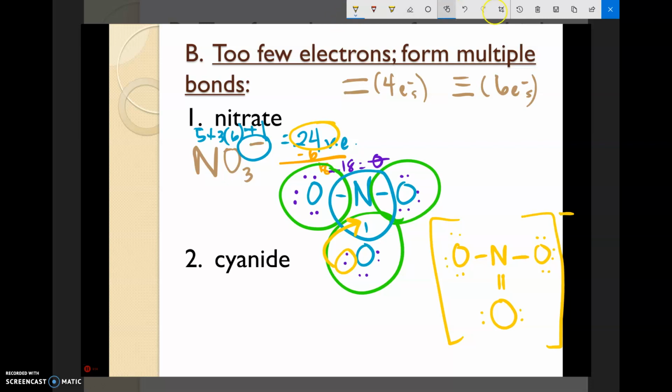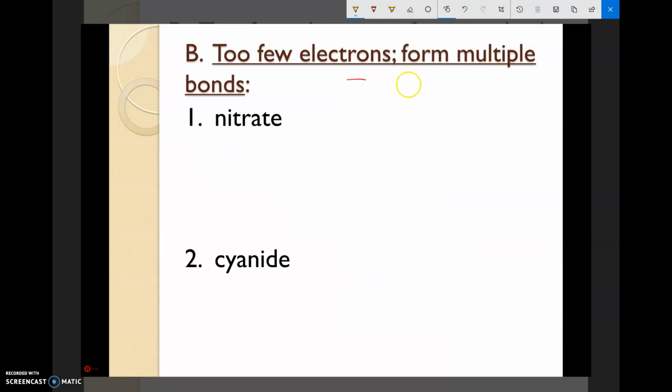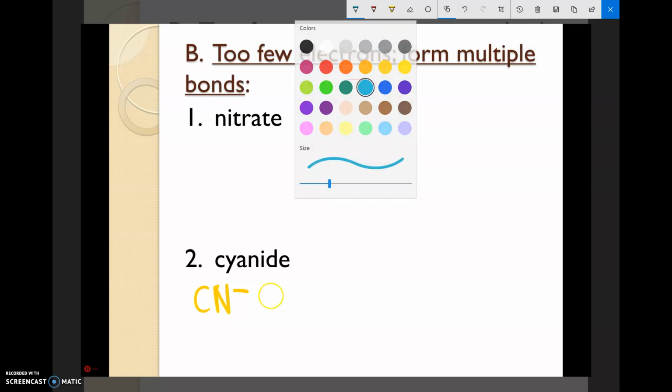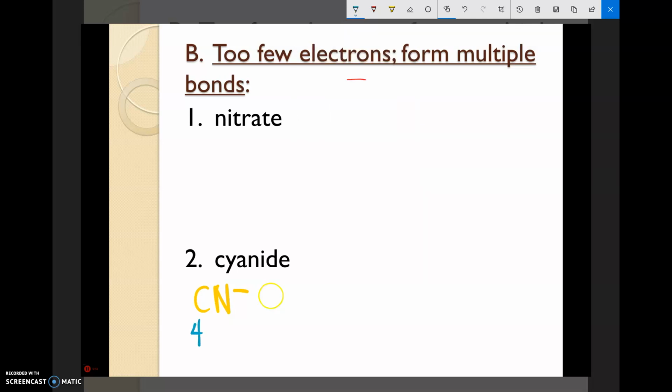Okay, let's go ahead and do cyanide. So cyanide is another polyatomic ion. Its formula is CN with a -1 charge. So let's add up our valence electrons. Carbon has 4, nitrogen has 5, and this -1 means we're going to add an electron. So we get a total of 10 valence electrons.